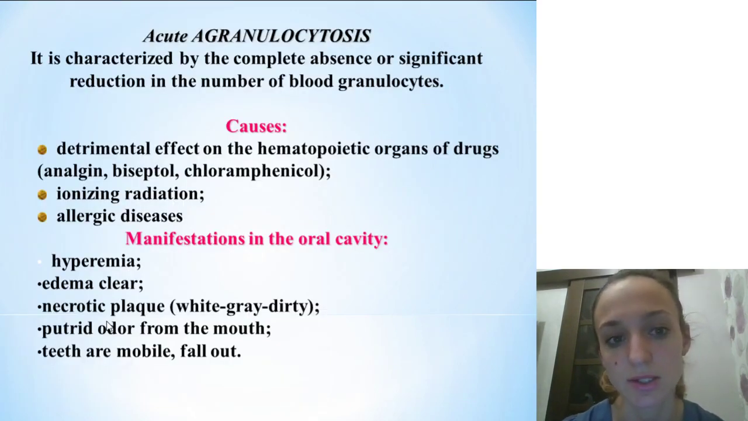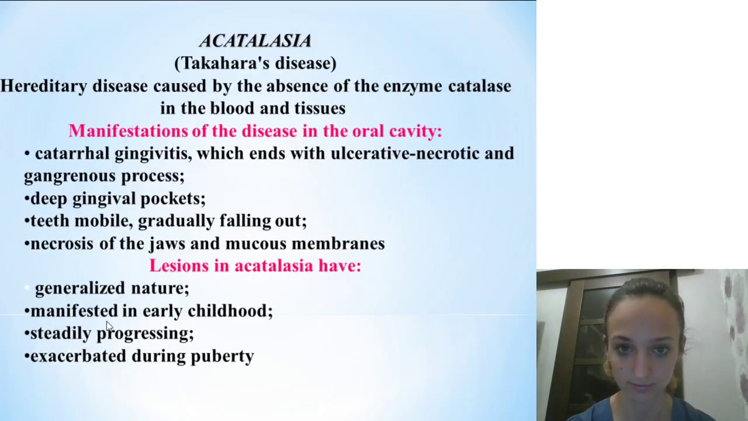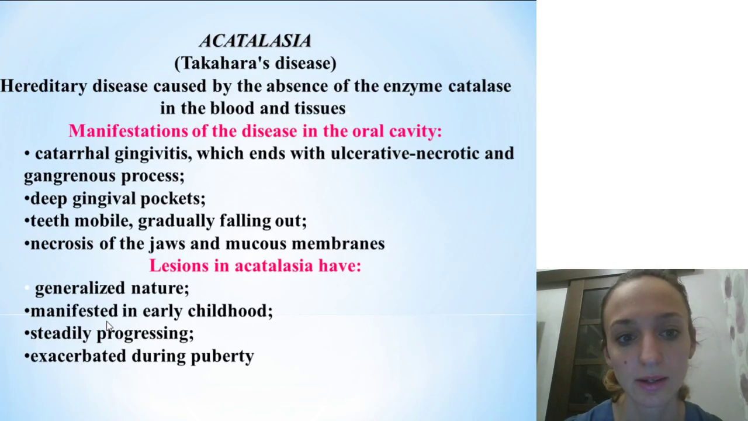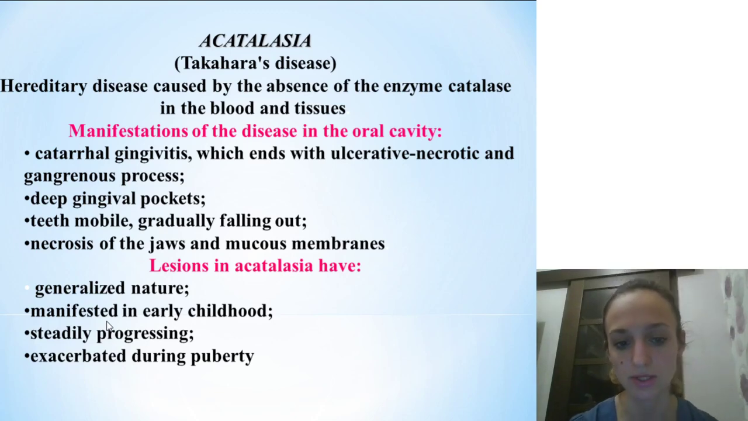And acute agranulocytosis. The causes are the detrimental effects on the hematopoietic organs of drugs, ionizing radiation, and allergic diseases. The manifestation of the disease in the oral cavity is catarrhal gingivitis, which ends with an ulcerative necrotic and gangrenous process. Also deep gingival pockets, mobile teeth, necrosis.